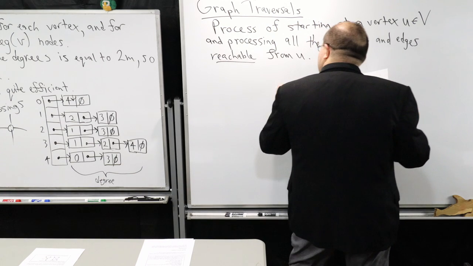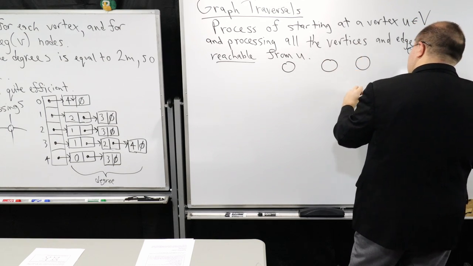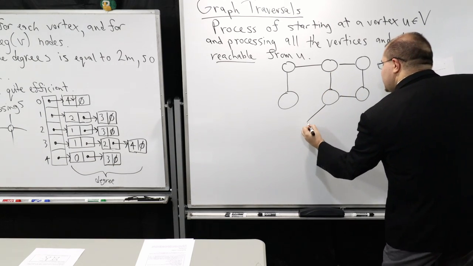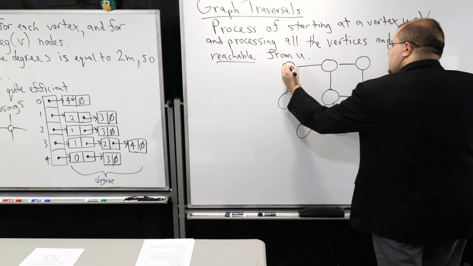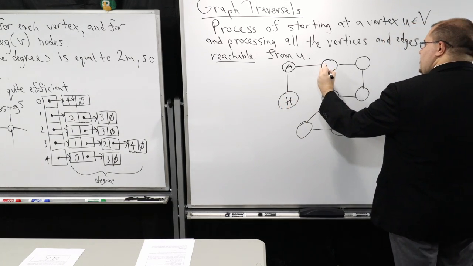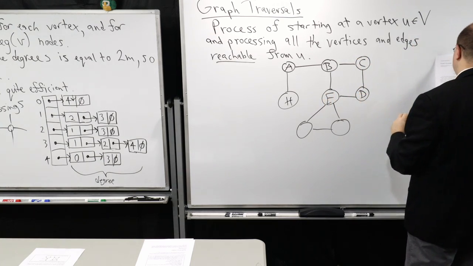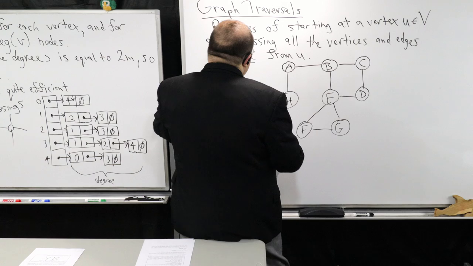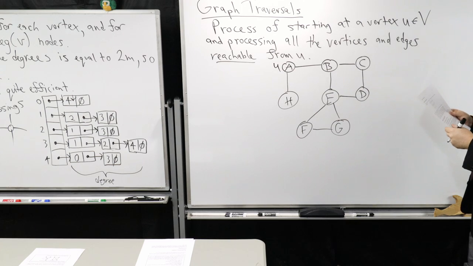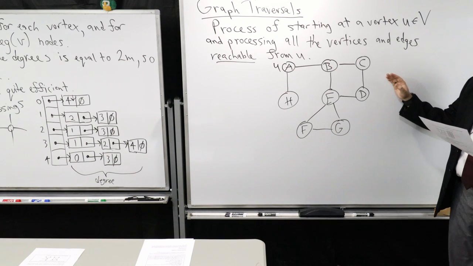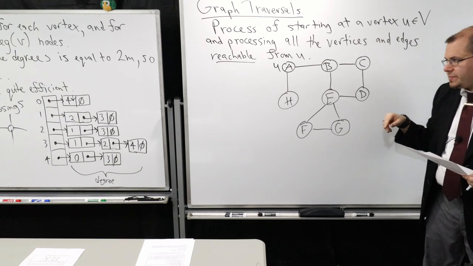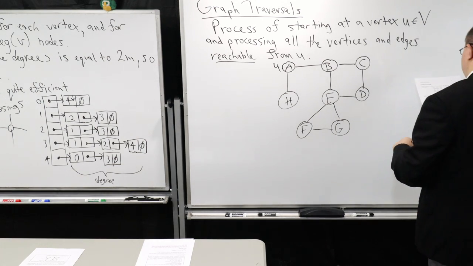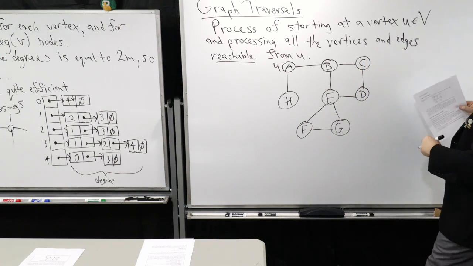So let me do an example with you. So we have, say that's A, we have H, we have B, C, E, D, and then the bottom two are going to be F and G. Okay. So say for example, if I make vertex U be A, notice that there exists a path from U to every other vertex in this graph. Likewise, I can traverse over any one edge in this graph. Does everybody see that? So this is what I mean by reachable.